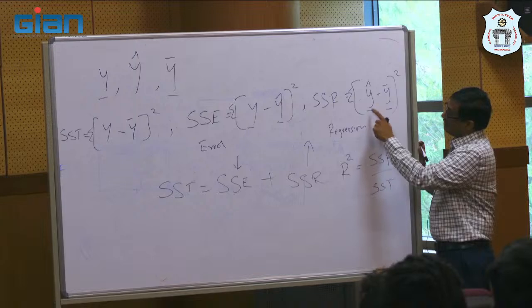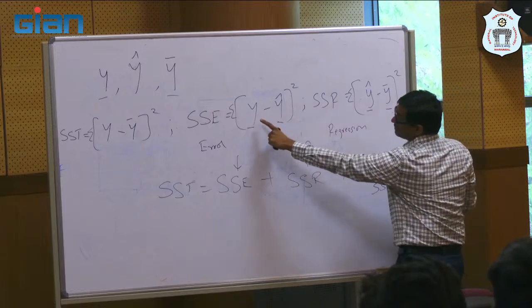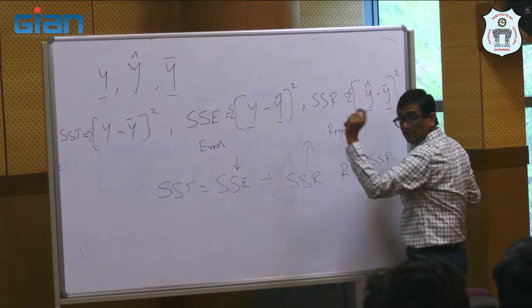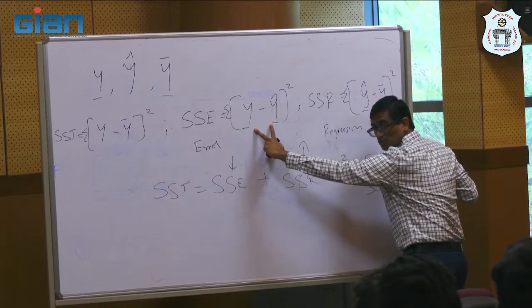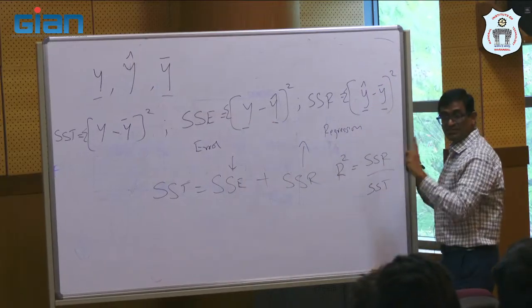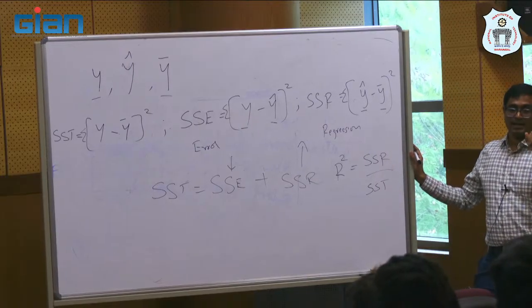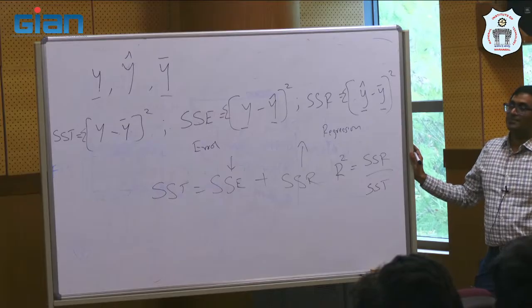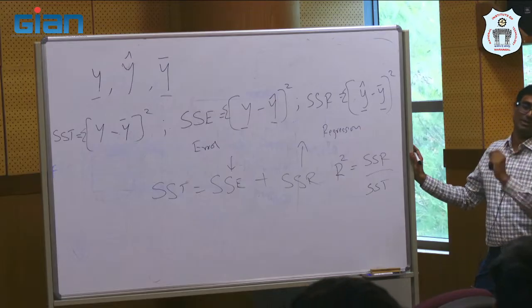And if your y hat is a perfect model, y minus y hat will be 0. If I am able to perfectly predict everything, SSE will go to 0, so SSR and SST will be equal. So R square will be 1. If you have a perfect model, R square will be 1. If you have the dumbest model, which is just the average model, it will be 0. So your R square will go from 0 to 1.